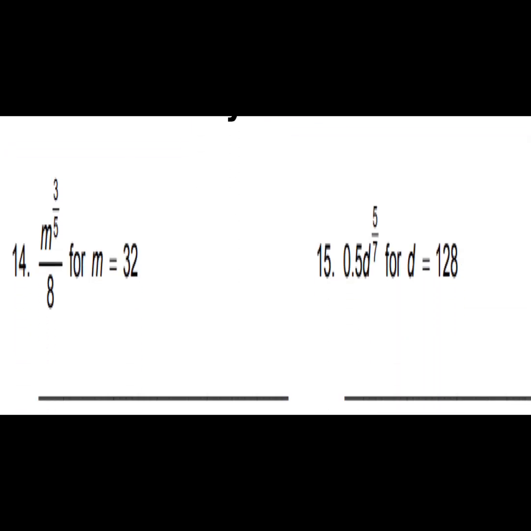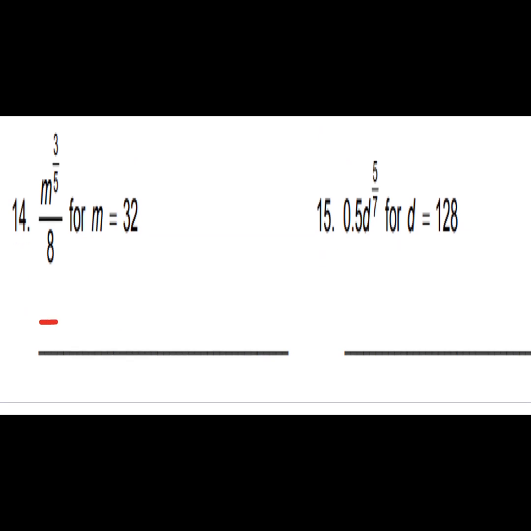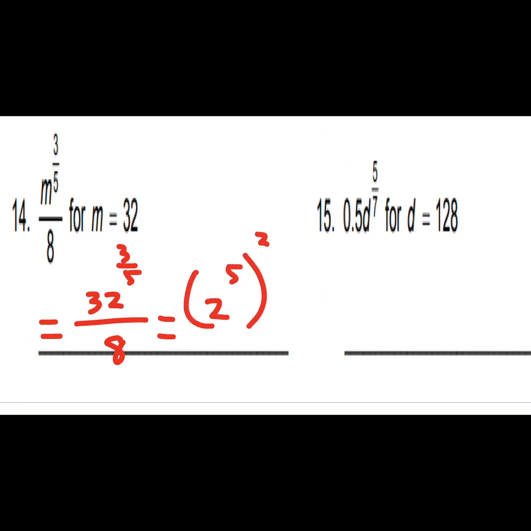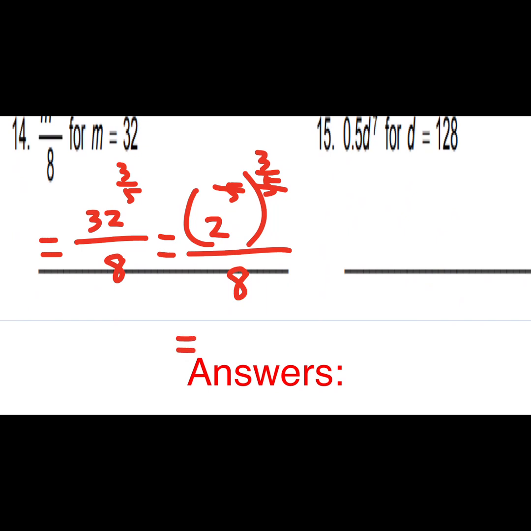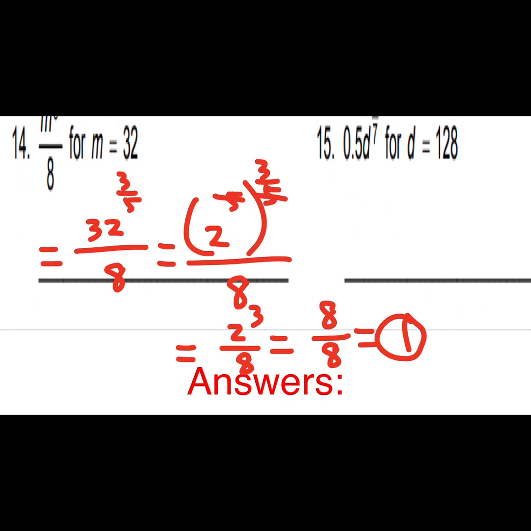Here's some more try it problems. So make sure you try it before you actually look at the answers. Again, we're going to let m equal to 32, so we're going to replace m with 32, and we have a 3/5 power over 8. And we're going to simplify 32. I'm going to rewrite that as 2 to the 5th power, because now I know that will give me a nice and clean answer. The 5 and the 5 will cancel out, and I will have 2 to the 3rd over 8. And I know that 2 to the 3rd is just 8, so that is 8 over 8. And the final answer is 1.